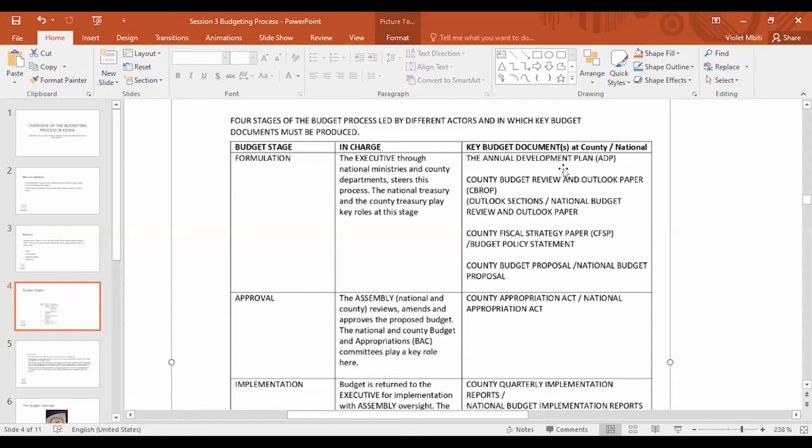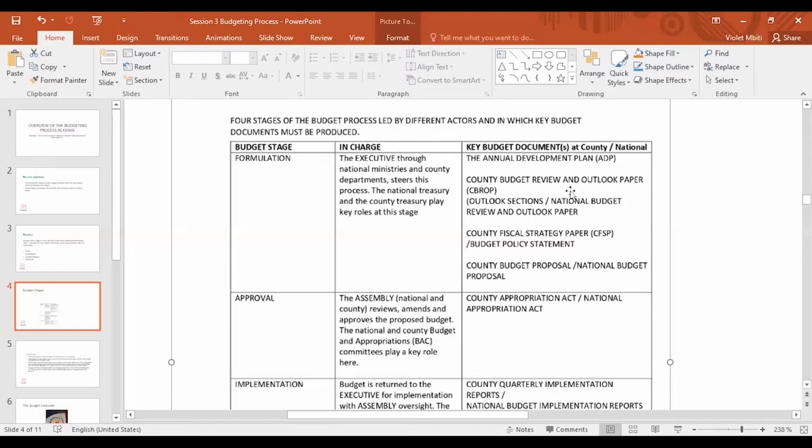You also need to know that our financial year starts from July to June of the following year. That is the financial year of the government. So in the formulation stage, in the month of September is when the annual development plan public participation takes place, and then in October we have the county budget review and outlook paper.